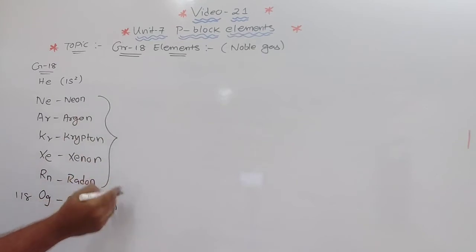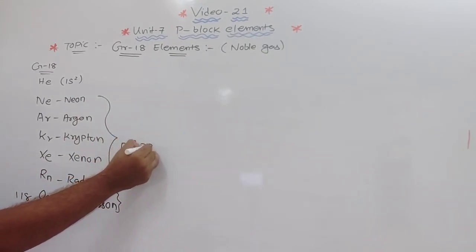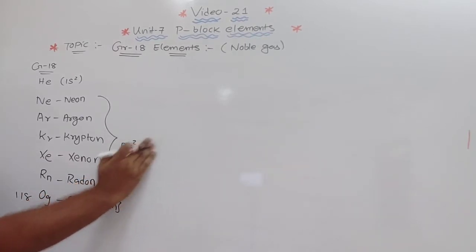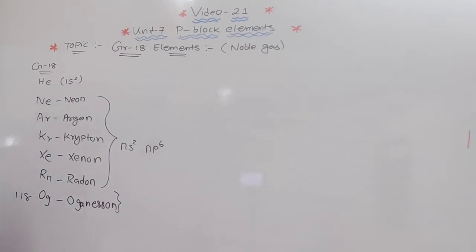All of these have the last shell ns2 and np6 completely filled. So this is the electronic configuration of all group 18 elements.